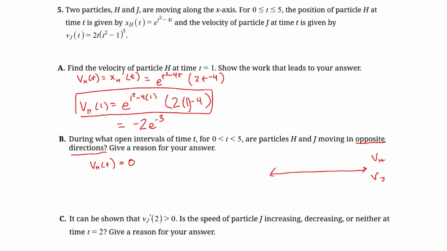We're just looking for where it's 0, and then we also need to do the same thing for the velocity of particle j. We're looking for where that's 0. Again, the reason why we're looking for where these things are 0 is to make partitions on our number line so we can see when the sign is changing. So let's start with the velocity of h.